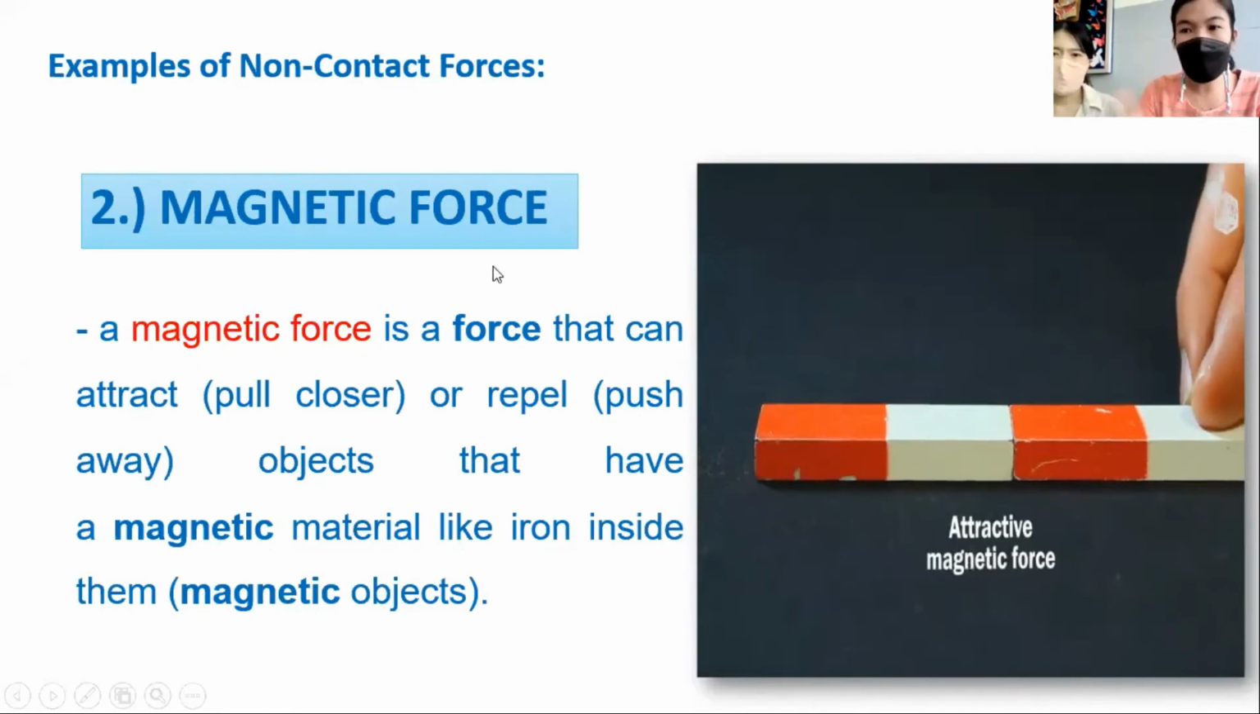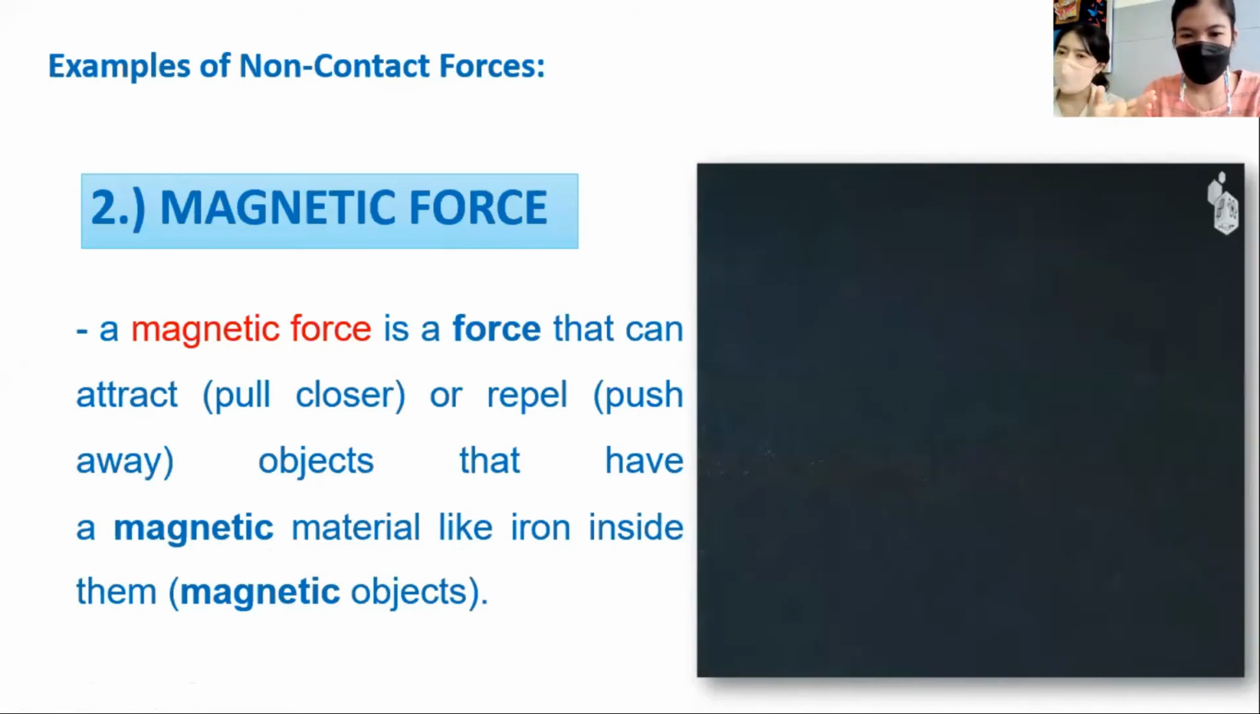Okay, magnetic force, no touching between the other objects. It will just come near through a magnetic force. The second is magnetic force: a magnet can attract an object toward itself or push it away without any contact. And number 3, an example of non-contact force is the electrostatic force.